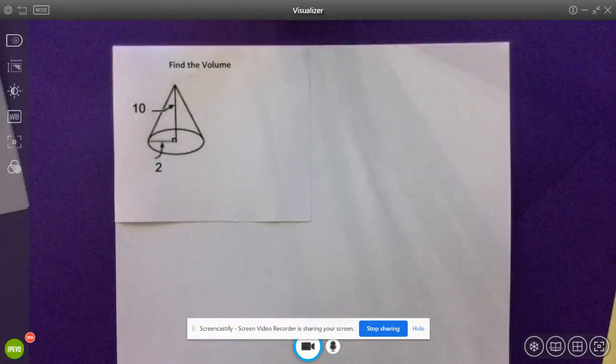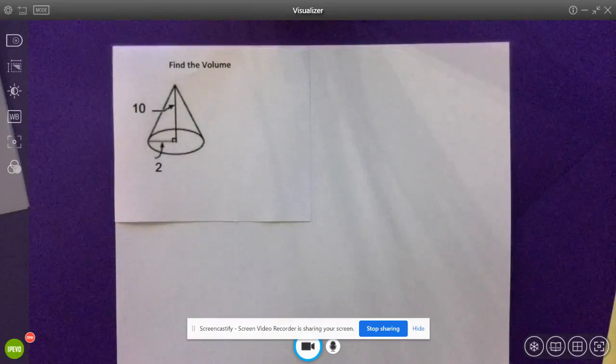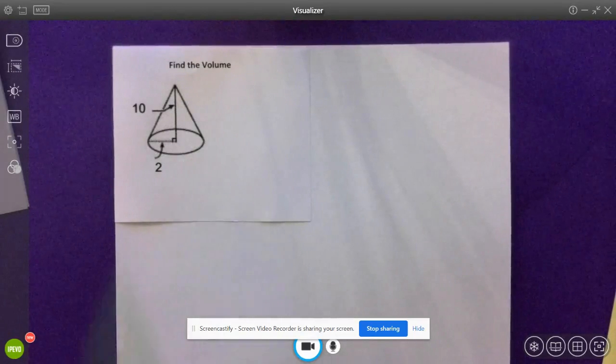Today I'm going to do a couple of examples of what we call the plug and chug problems. These are problems where all the information you need is given to you. You literally just have to pick a formula and plug them in. So our first example right here is finding the volume of a cone.